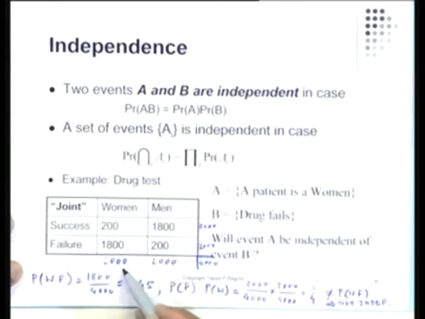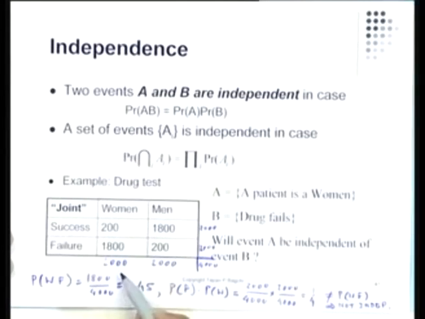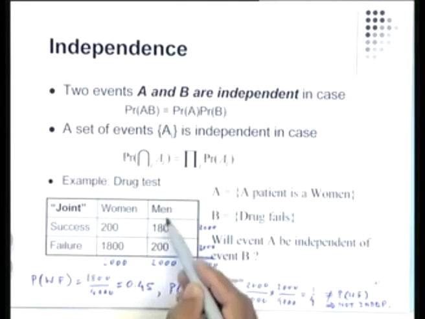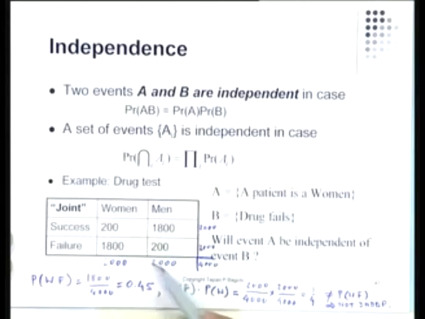So I found out how many women were there in the test, and that turns out to be 2000. 200 plus 1800 is 2000. How many men were there? That again is 2000. How many successes did I have? I had 2000 successes, and I also had 2000 failures. A total of 4000 people were involved in this.